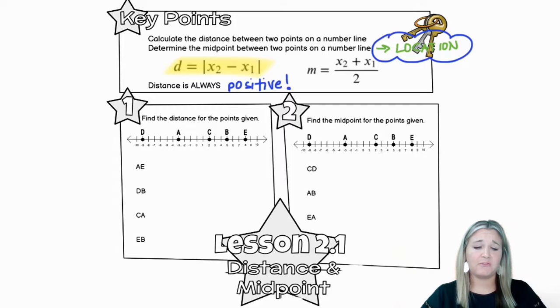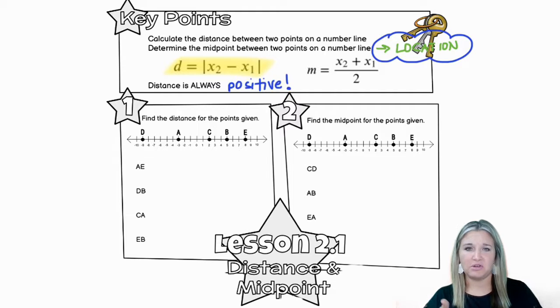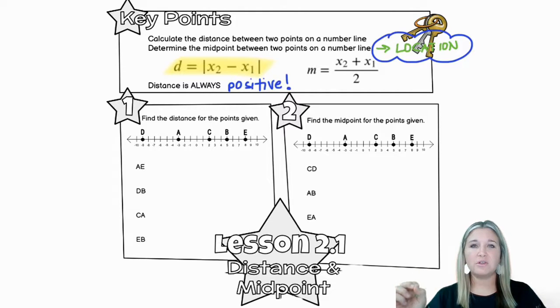And then for the midpoint, we're going to take the two endpoints, add them, and then divide by 2. Basically you're taking the average, so you're finding where those two meet in the middle.